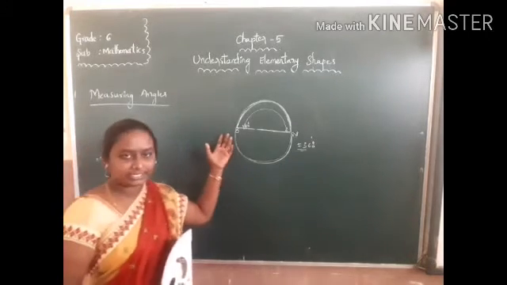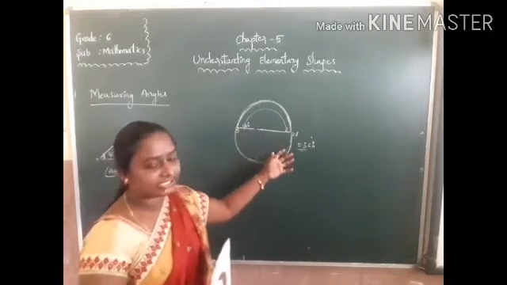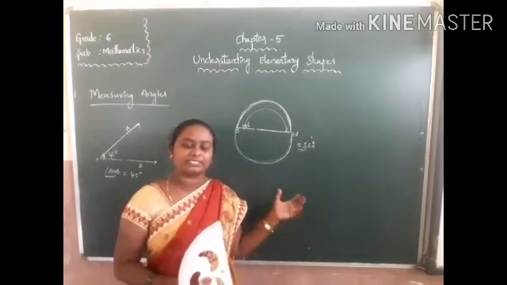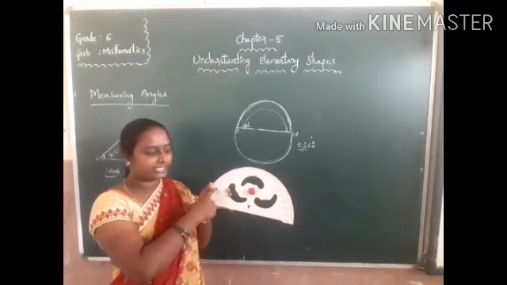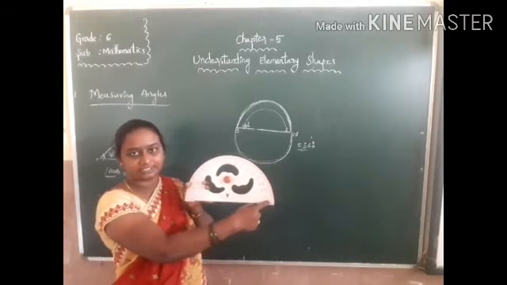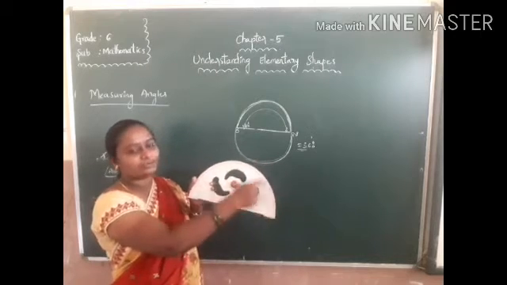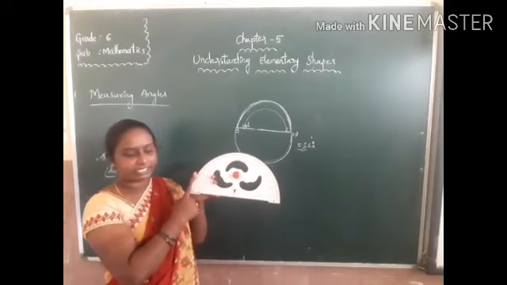One complete revolution is divided into 360 parts. Each part is a degree. So that is 0 degrees, 10 degrees, 20 degrees up to 180 degrees. So it is half of a revolution. Okay? So 180 degrees.